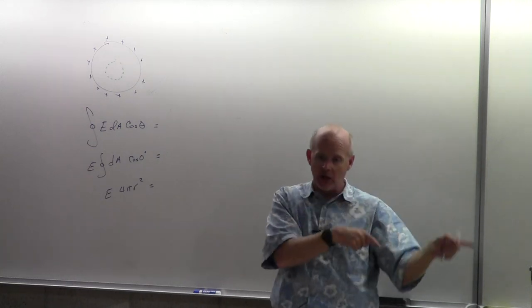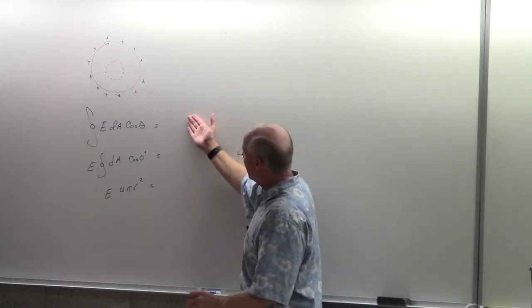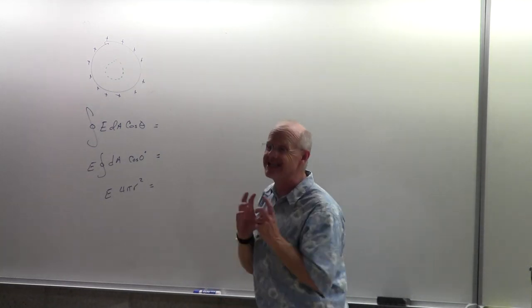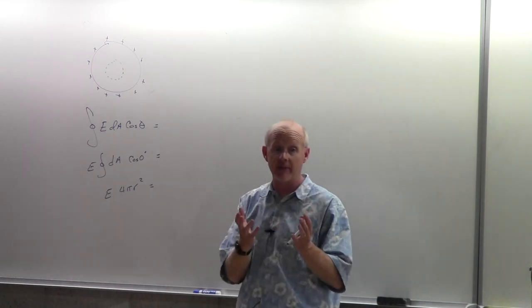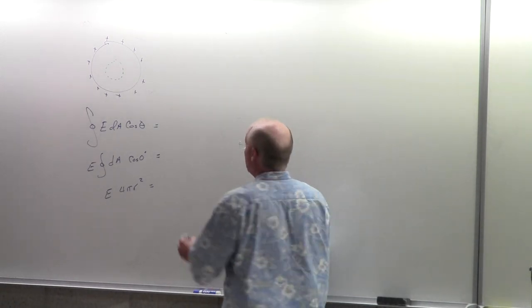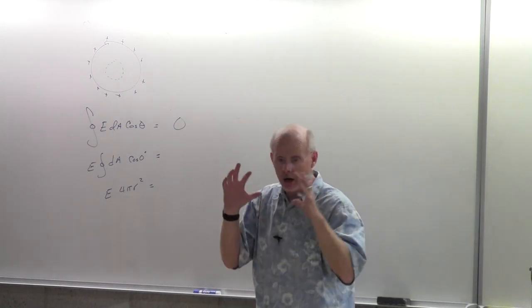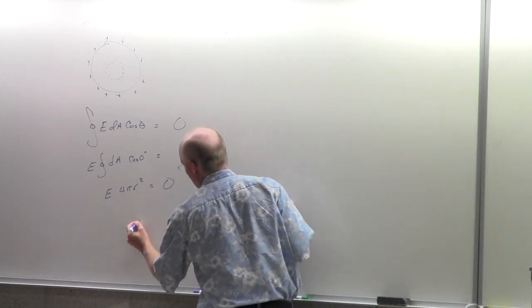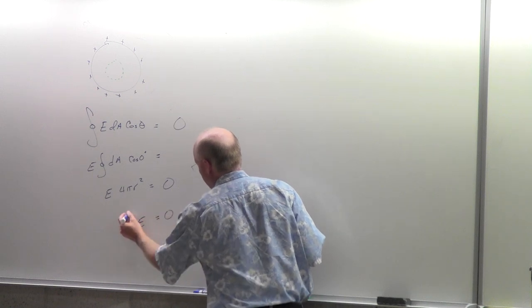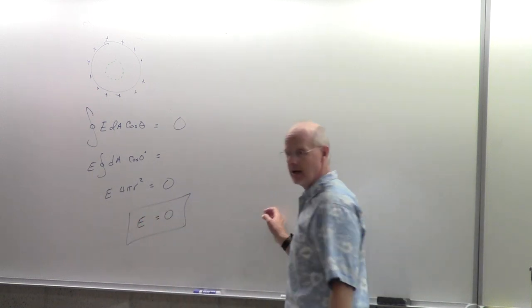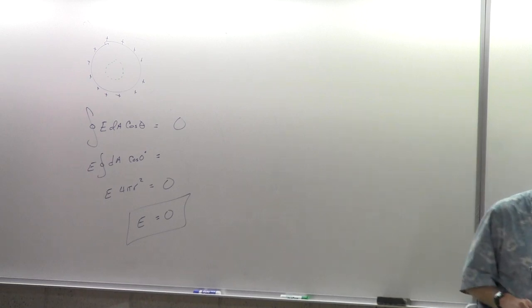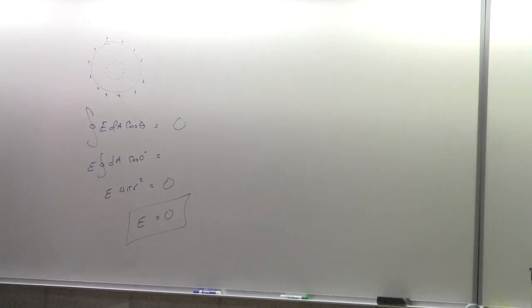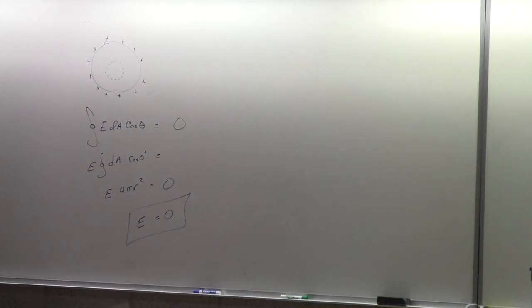It's the other side of the equation that changes. This side of the equation is how much charge is inside your Gaussian surface. And how much is inside my Gaussian surface? Zero. It's all on the outside of the ball. So what does the value of the electric field equal inside the ball? Zero. So I get no electric field inside the ball. Okay? And so that's the kind of the difference here.